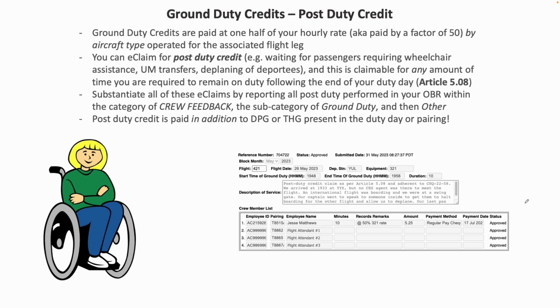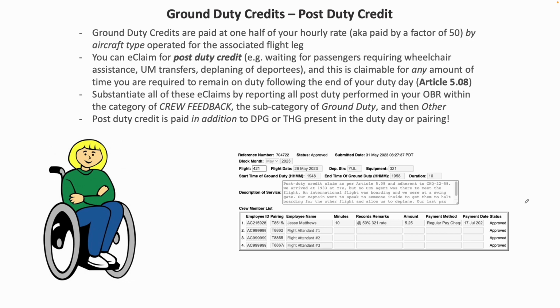The other major category of ground duty is post-duty credit. This is any time past our checkout time that we are required to still be on board to maintain minimum crew. This is most often in the context of waiting for passengers who need wheelchair assistance, any transfers of unaccompanied minors, deplaning of deportees, and so on and so forth. Unlike ground service to passengers, you can claim for any amount of time you are required to remain on duty following the end of your duty day. This can be as little as 1 minute.